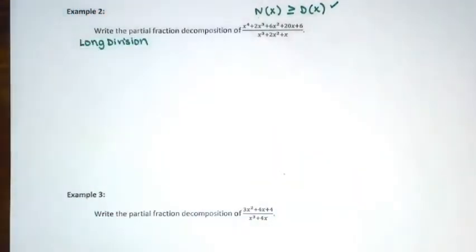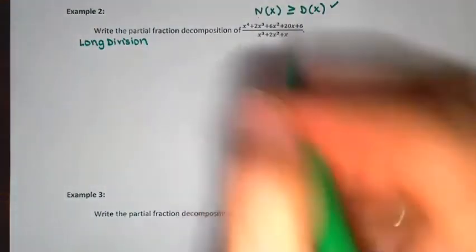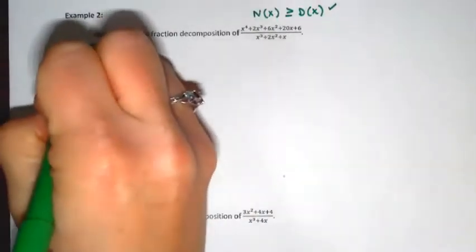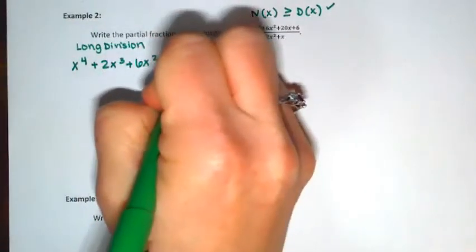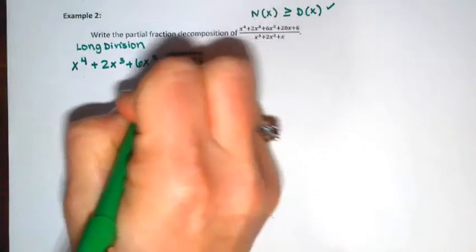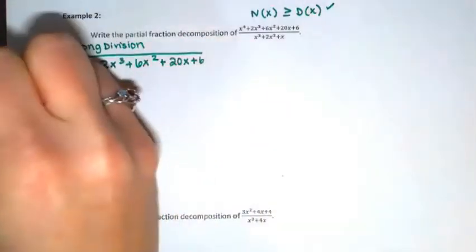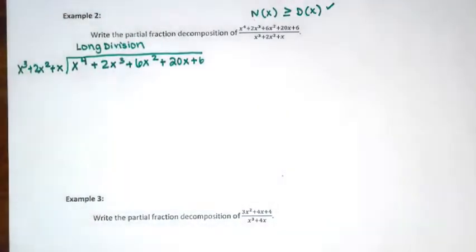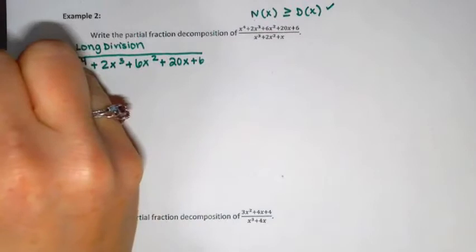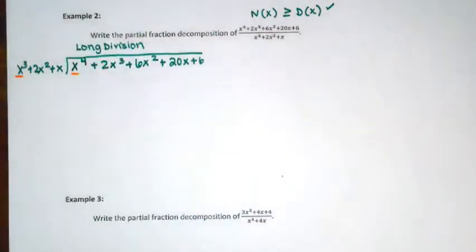And do we know how to do long division with polynomials? Yes, we do. Okay. So x to the 4th plus 2x cubed plus 6x squared plus 20x plus 6, and we're dividing it by x cubed plus 2x squared plus x, right? I really gave myself no room, but that's all right. All right, so let's go ahead and first, x cubed goes into x to the 4th how many times?